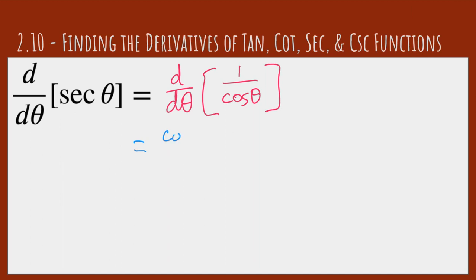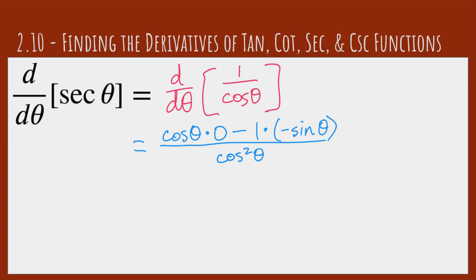Low is going to be cosine of theta. D high, the derivative of 1, remember the derivative of a constant is 0, so that's just going to be 0, minus high, which is 1. D low, derivative of cosine is the opposite of sine, over the square of what's below.